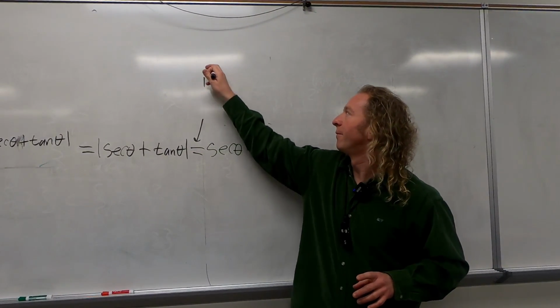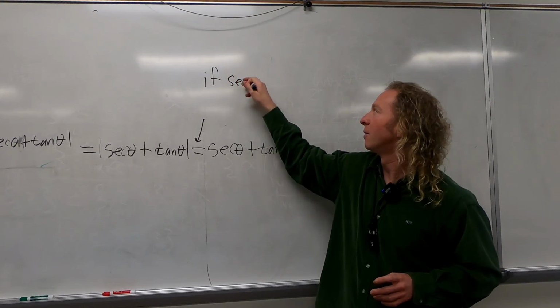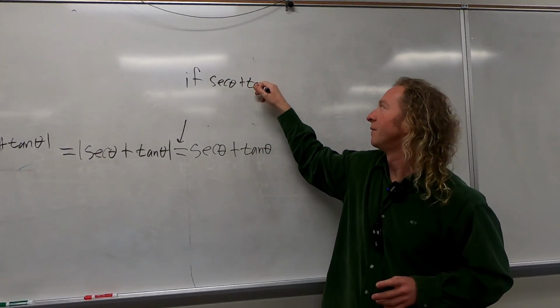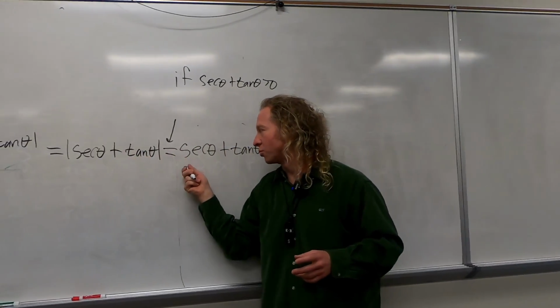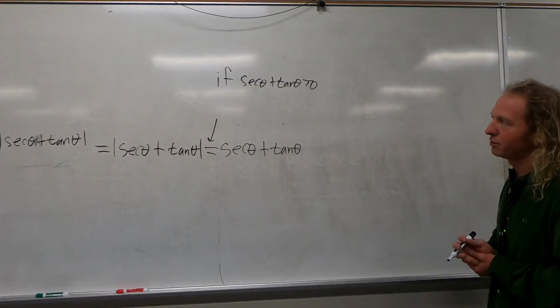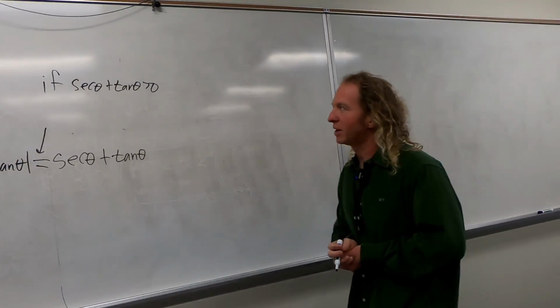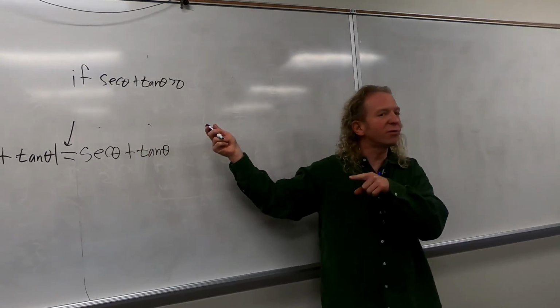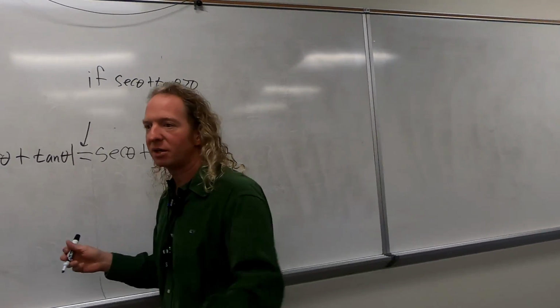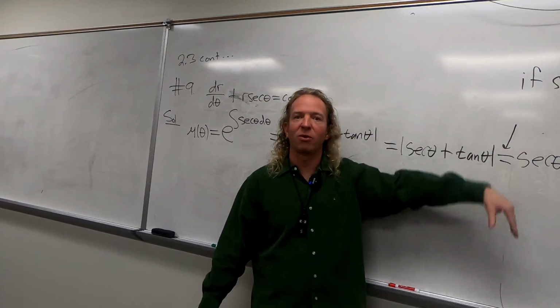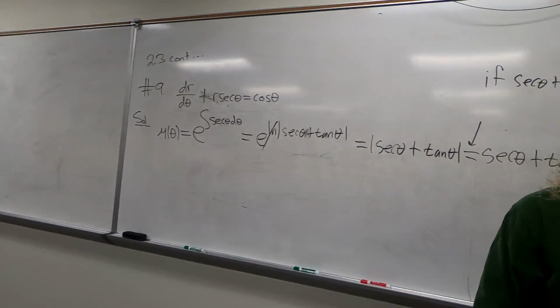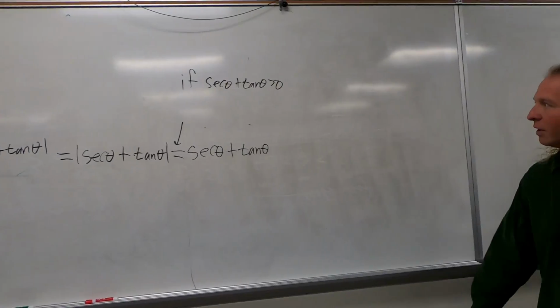This is if secant theta plus tangent theta is greater than 0. In general, you can always just drop the absolute value and assume that it's going to be positive. This is where you get your interval of definition for the homework, so keep that in mind. On the test, though, I'm not going to ask for that, so don't worry about it. Just drop the absolute value and go with it.